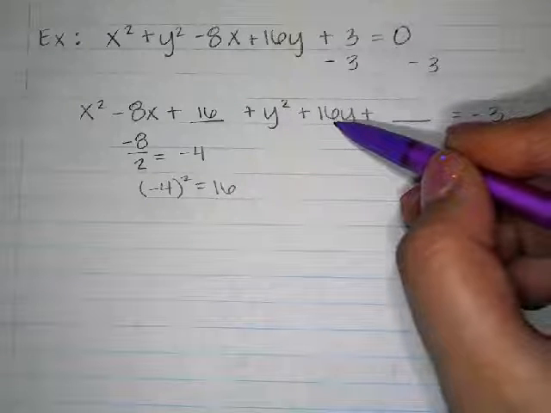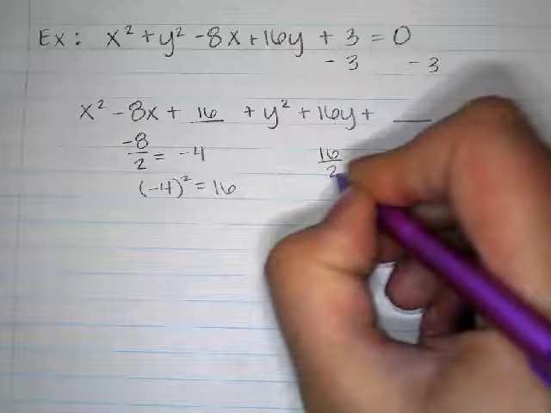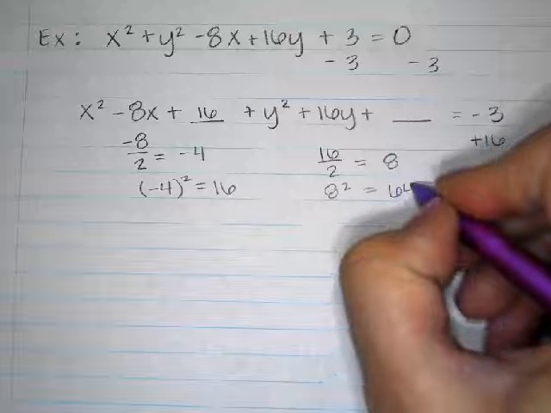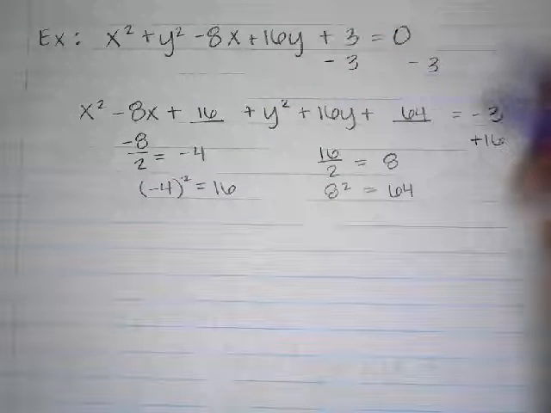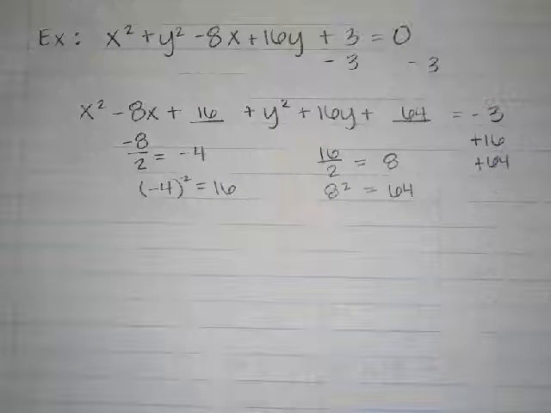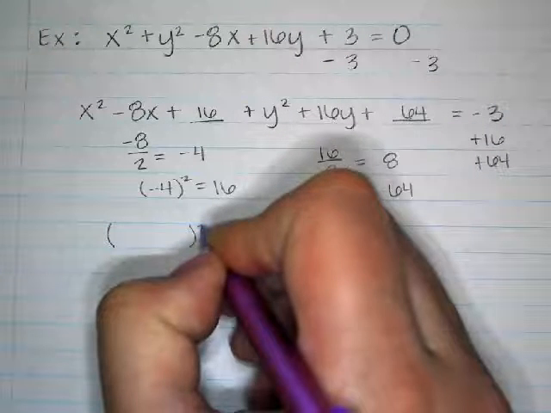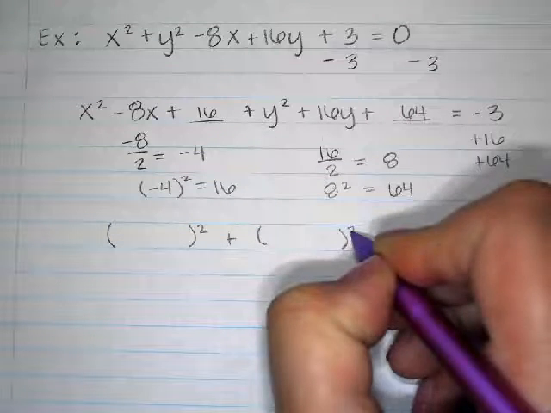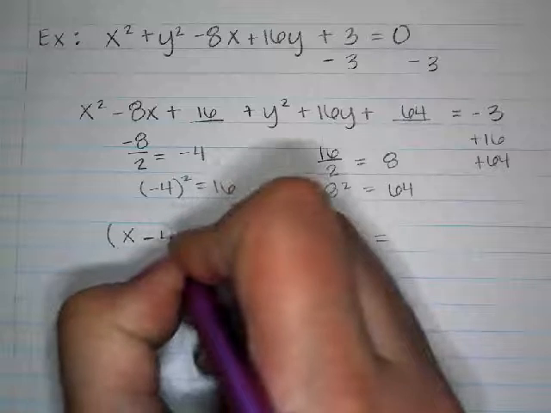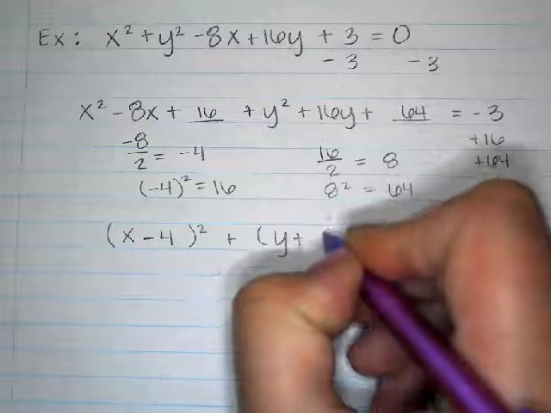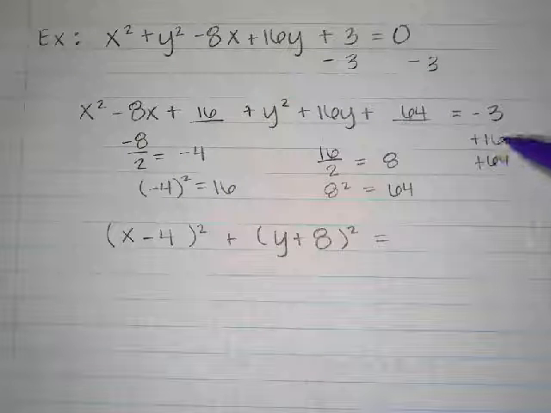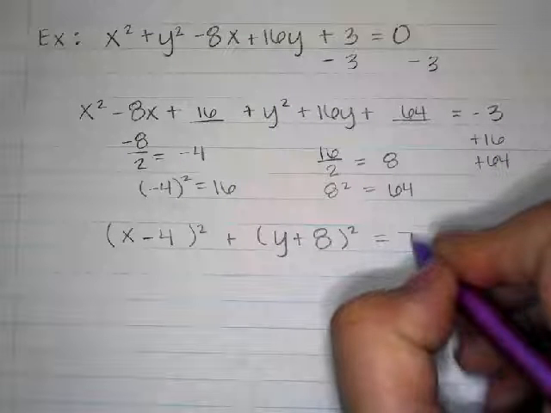What am I going to do to the 16? So 16 divided by 2 is 8. 8 squared is 64. Now 64 completes the square, and if I add 64 to the left side of the equation, what am I going to do to the right? Add 64. Okay, so now I've got something squared plus something squared equals something. X minus 4, y plus 8. So 70, 80, minus 3, 77, okay?